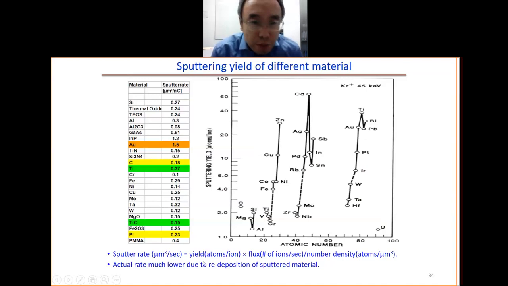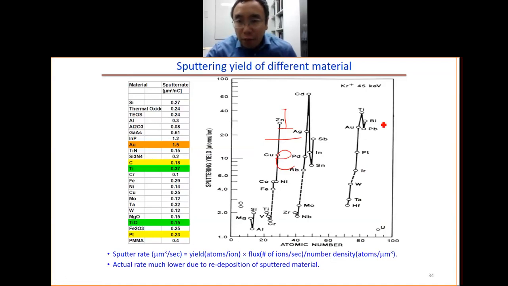So the sputtering rate is given by the sputter yield, how many atoms are kicked out per incident ion, times the flux. The flux is the number of ions per second divided by the number density of the material. To get the flux, it's related to the ion current divided by e. The ion current times 1 second gives you the charge, divided by e, you get the ion flux.